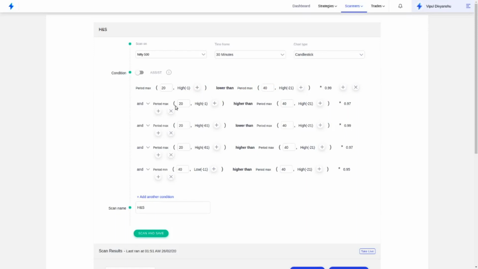Then the next thing I have done is I have written another condition which says your period max, again the high of the recent 20 candles, should be higher than the period max of 20, again the 40 candles after leaving the latest 20 candles, multiplied by 0.97.